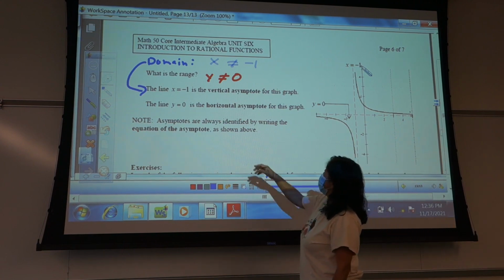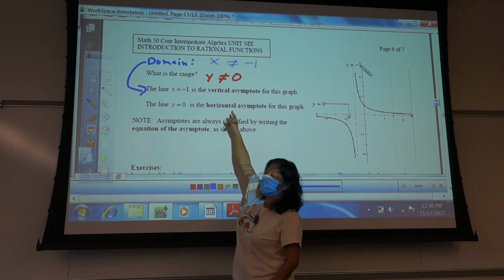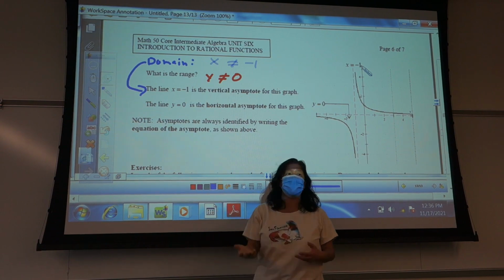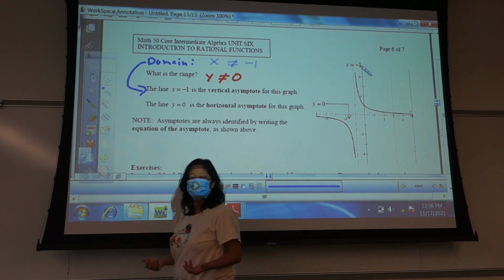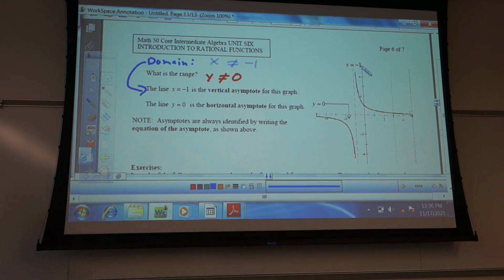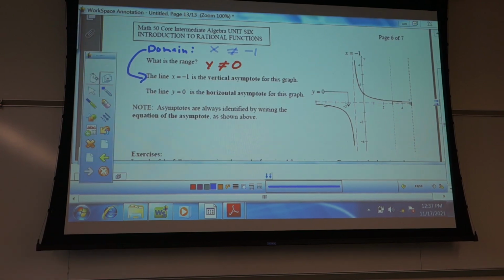In other words, what's the line that y can't touch? What can y not be? Y can't be 0, so the line y equals 0 is the line that y can't touch. Think of it like kryptonite, right? It's the one that you can't touch. Good. So that makes it super easy.